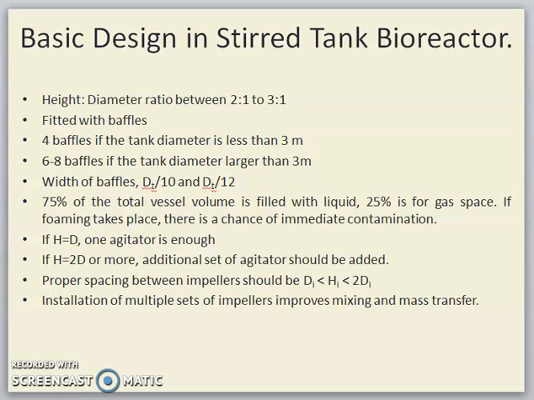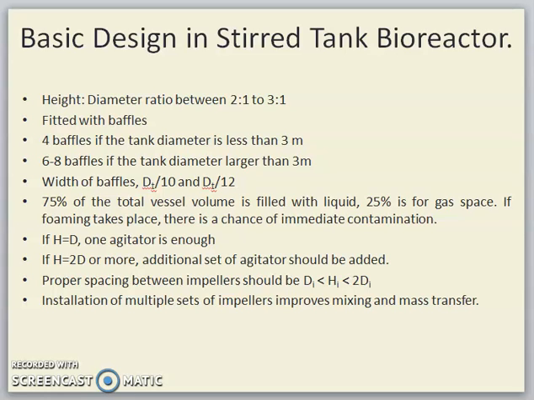Okay, so 75% of the total vessel volume is filled with liquid, and the remaining 25% is for gas space. Which means here, if you have a 1,000 liter reactor, you have to allocate 25% of that 1,000 liters for the gas space, and the remaining is for you to fill the liquid.